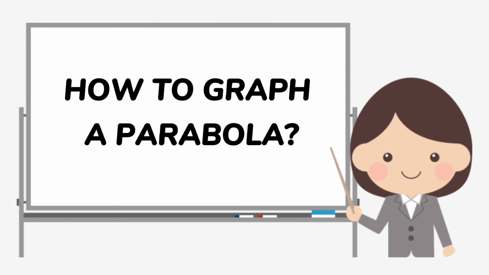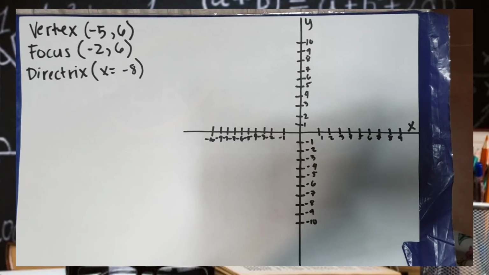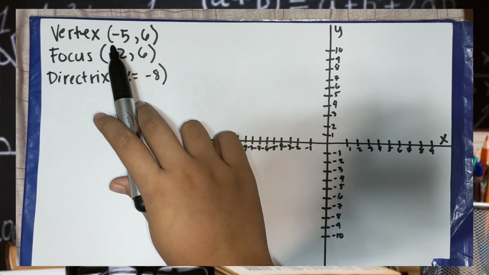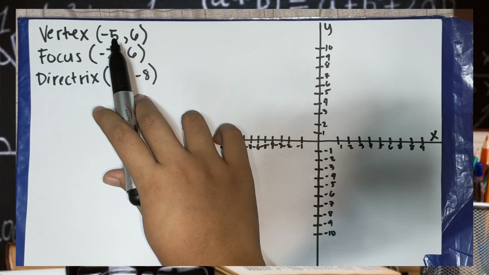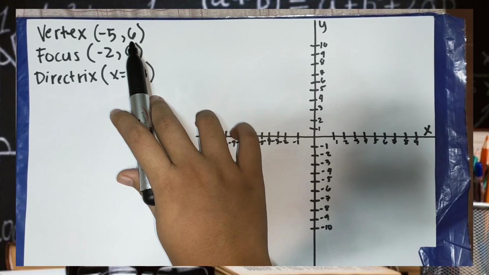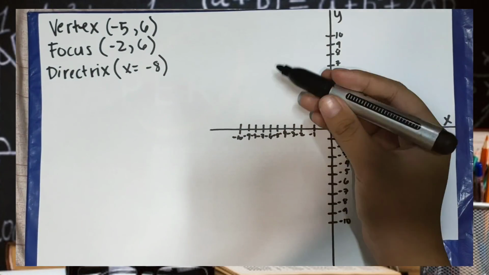How to graph a parabola. Example, our vertex is at negative 5 and positive 6. The negative 5 is on the x-axis, while the 6 is on the y-axis.